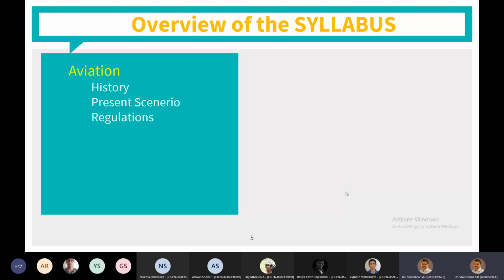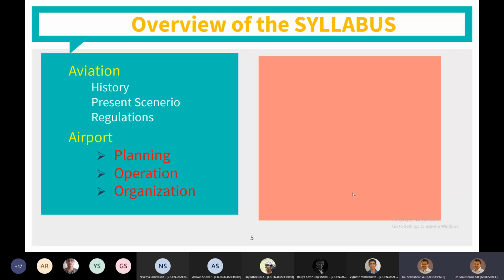We'll start off with understanding what is meant by aviation industry, the history of aviation industry worldwide as well as in India, the present scenario, and some of the regulations which are important from the perspective of airports and the aviation industry. And then we will come to airports. In the topic of airports, we'll discuss planning, operation, organization of the airports, the administrative organization, the structure of organization, and what is the logic behind that kind of structure.